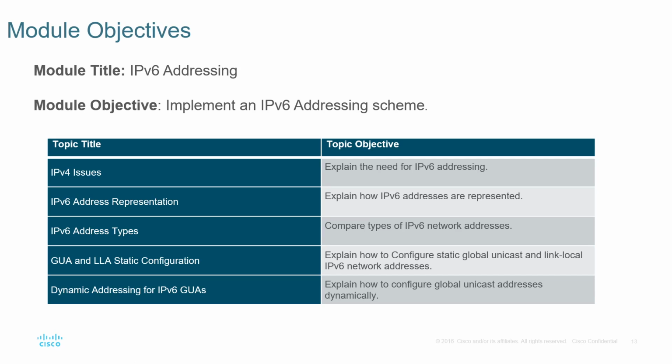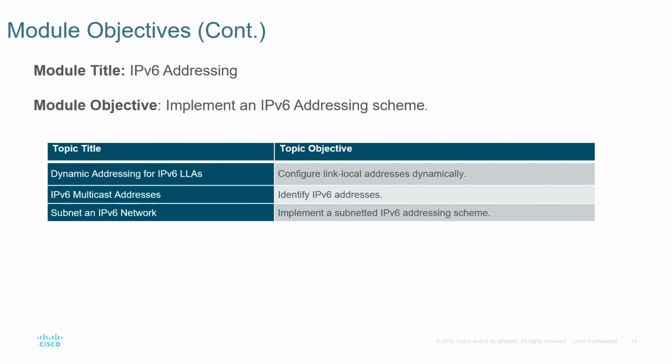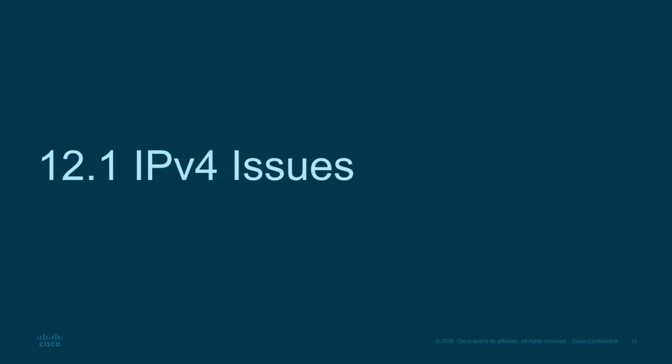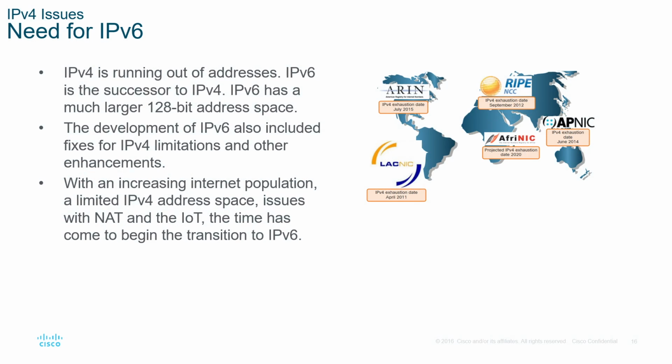We're going to compare the types of network addresses and explain how to configure global unicast and link local on the interfaces. So remember, this is tailored towards Cisco and the Cisco environment. One of the reasons why we're moving towards IPv6 is because of the issues that came with IPv4.